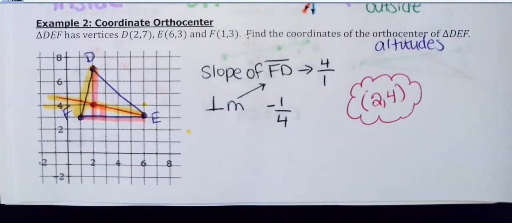I know that's tricky, but you're just going to use the point, the vertex you want to go through, and the opposite reciprocal slope, and you can either go forwards or backwards depending on the picture, but you're just looking for that intersection point.